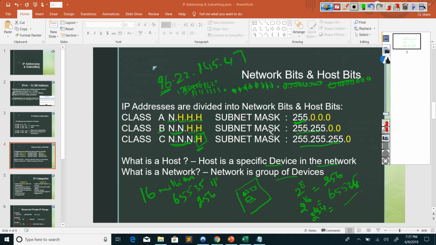So this is the structure of an IP, segregated into 4 octets, with the class A, class B and class C ranges, and all your IPs will have a network portion and a host portion. Let us move on to the next slide to get more understanding of this.